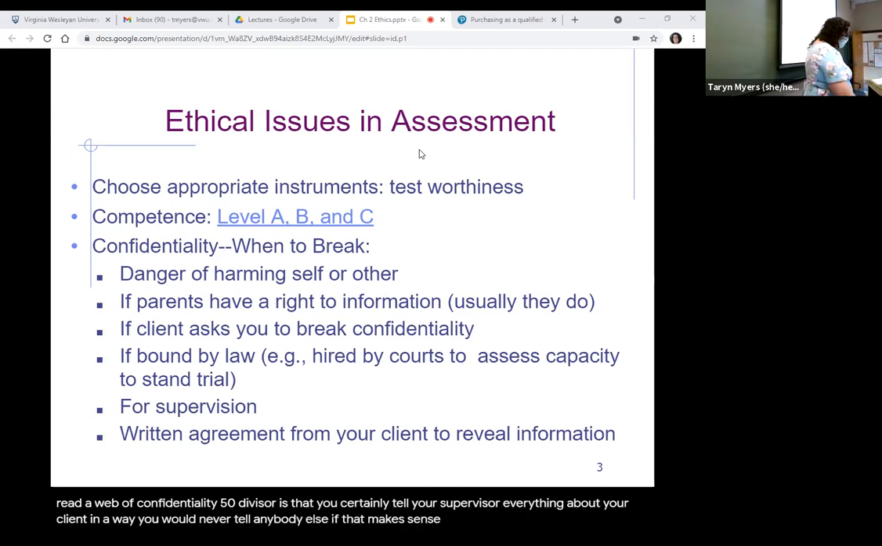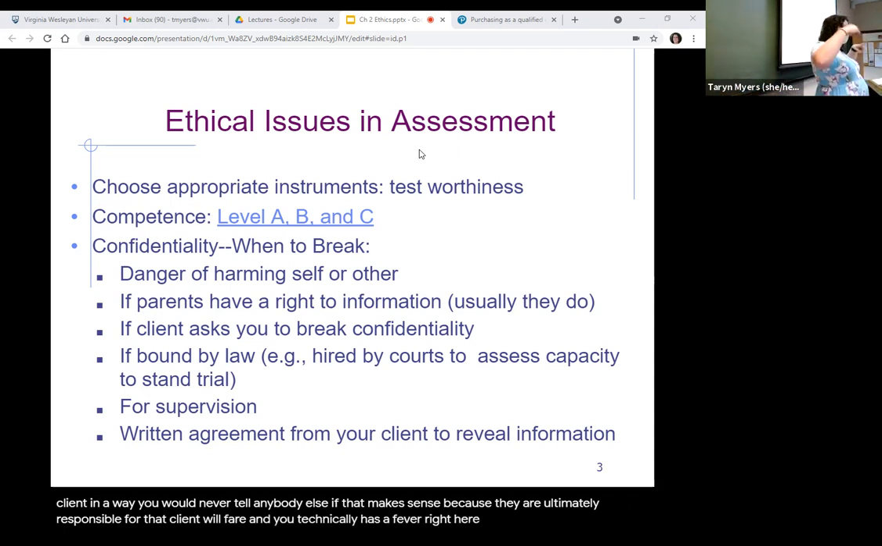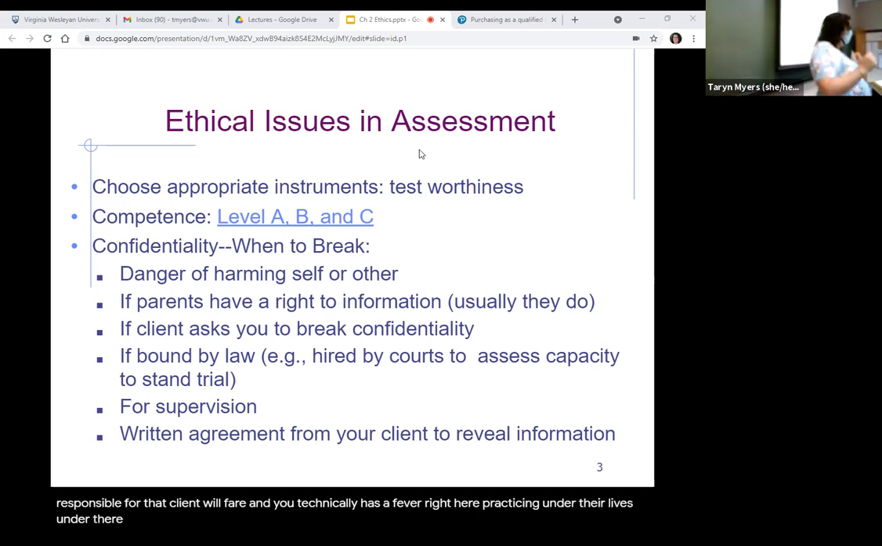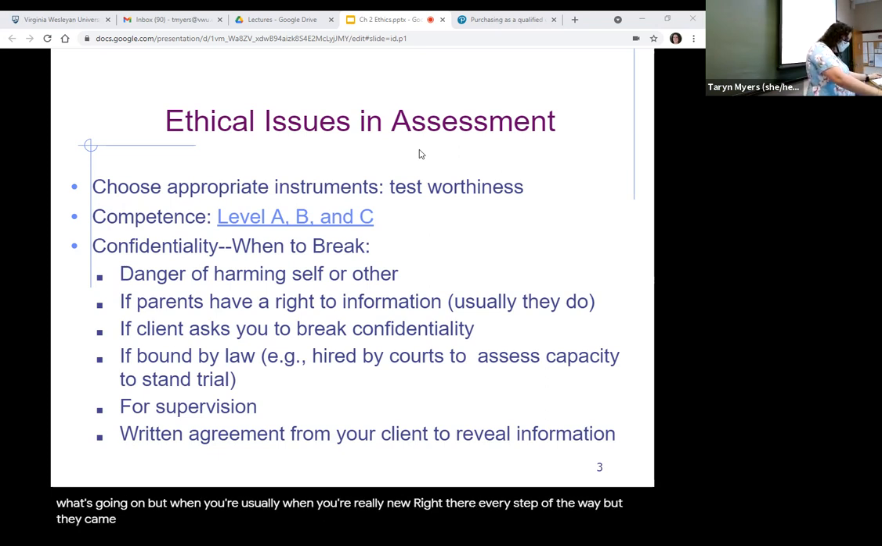If that makes sense. Because they are ultimately responsible for that client's welfare, and you technically as a supervisee are practicing under their license. So if you were to get sued, it would kind of fall under that. They need to know what's going on. Plus, especially when you're really new, it's really helpful to have a supervisor every step of the way explaining things. And sometimes even when you're not really new, weird stuff happens.